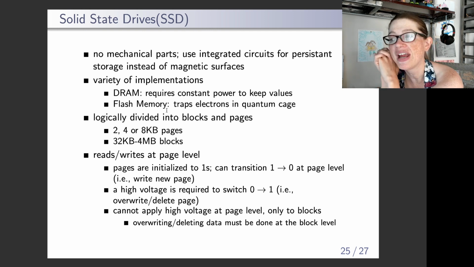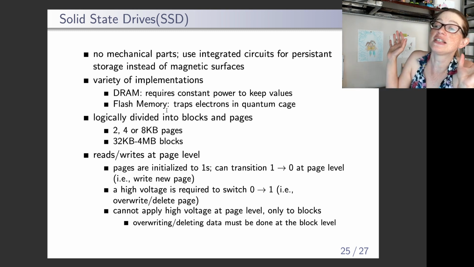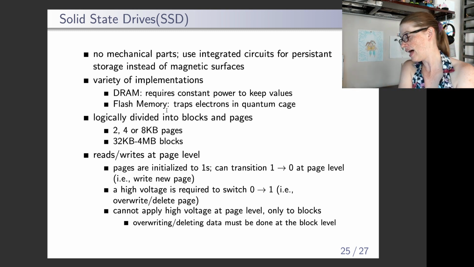So DRAM is one way that we can do it, but most SSDs these days are using flash memory, which is also known as NAND flash memory because it is made up of a bunch of NAND gates. And I don't know much about electronics. You don't need to know anything about electronics for this course either, but they say that it traps electrons in a quantum cage. I don't know what that means.